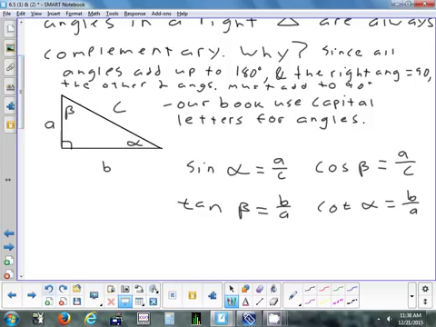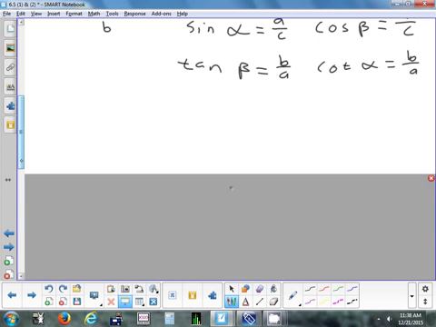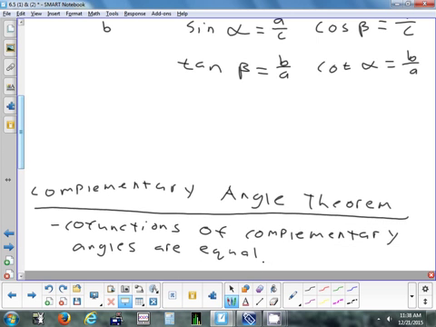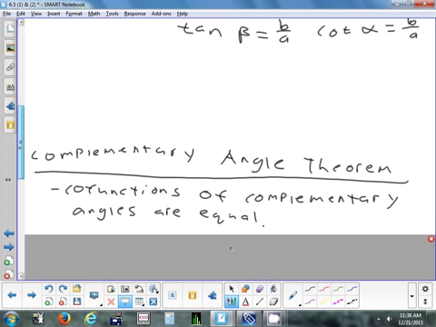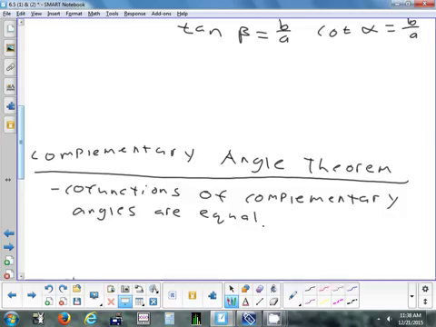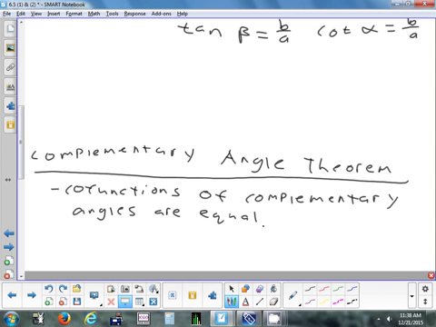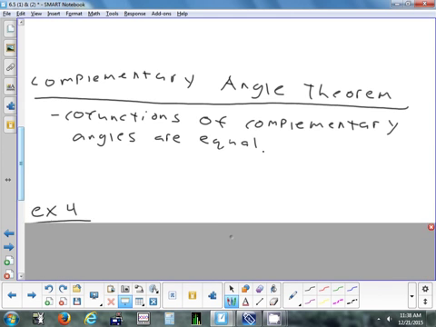Right, and we could keep going. We could do like secant of alpha, cosecant of beta. I could do sine of beta, cosine of alpha. This type of thing is going to keep happening, and it's called the complementary angle theorem. The complementary angle theorem says that cofunctions of complementary angles are equal.